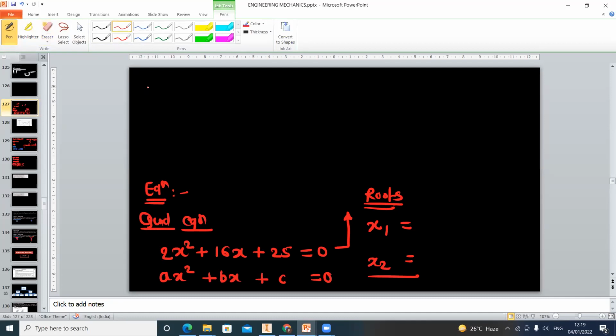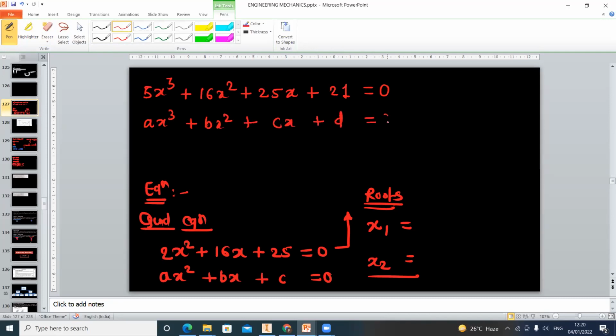Suppose you have the equation 3x cubed plus 16x squared plus 25x plus 21 equal to 0. This equation we can write in the standard form, which is ax cubed plus bx square plus cx plus d equal to 0. So we have to enter these coefficients in the equation mode.